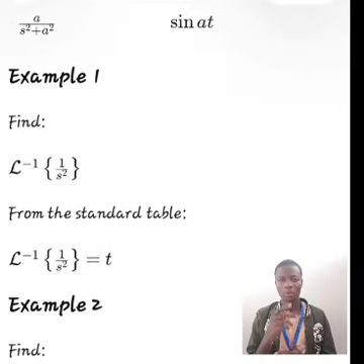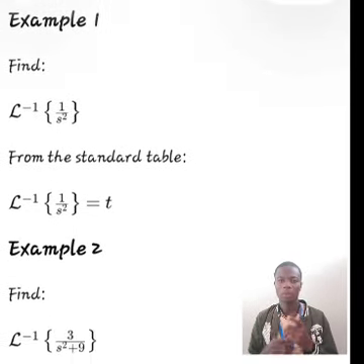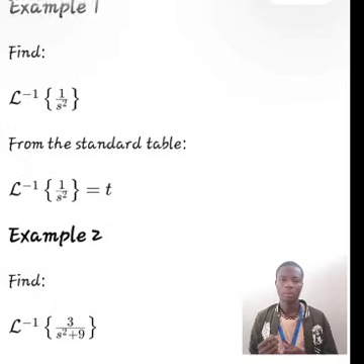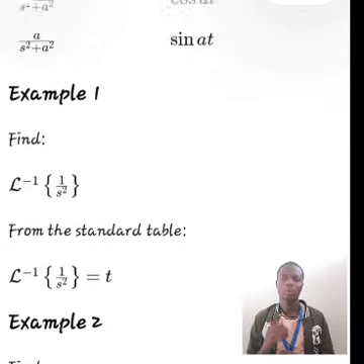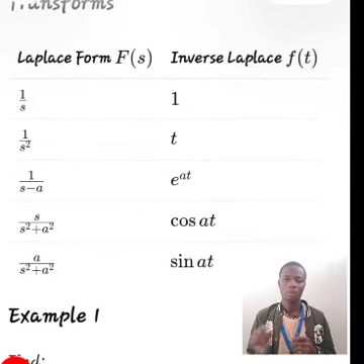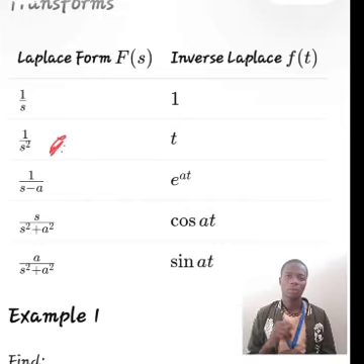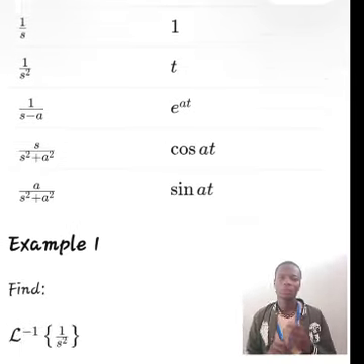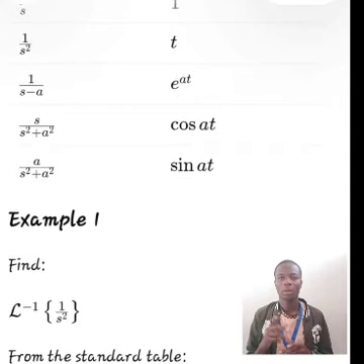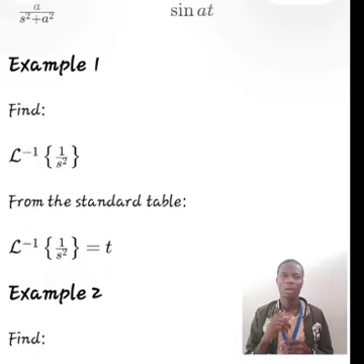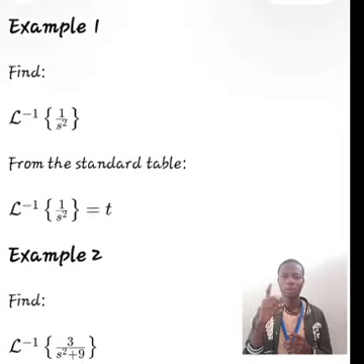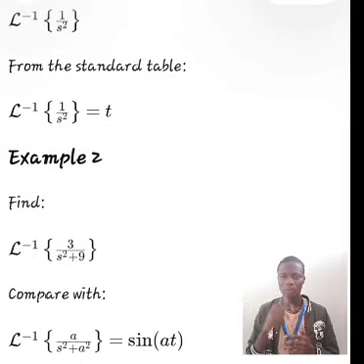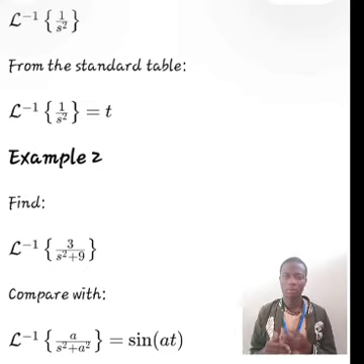Let us see an example for this inverse Laplace transform. Find the inverse Laplace of 1 over s squared, and as you see, it is in this form. So from the standard table, its inverse will be equal to time t. When you take another example, find the inverse Laplace for this, and it will be equal to this one.